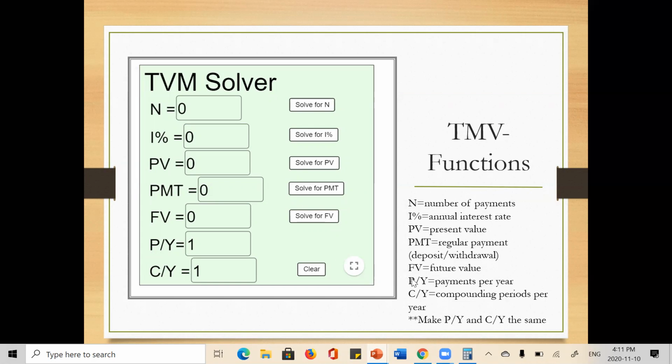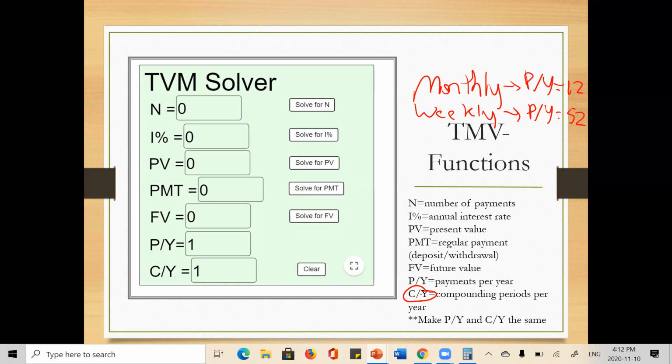And then you get to these last two here, P/Y and C/Y. I don't want to go into too much detail about what this means, but essentially it's how many payments you make per year. To give you an example, if it's monthly, then the P/Y will be 12. If it is weekly, then the P/Y, the number of payments per year, will be 52.